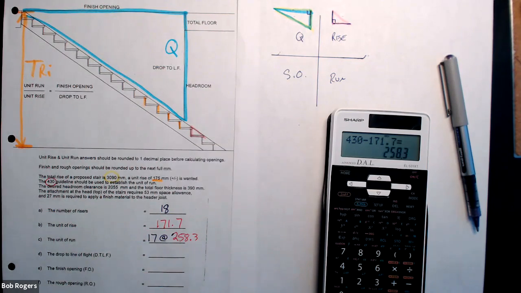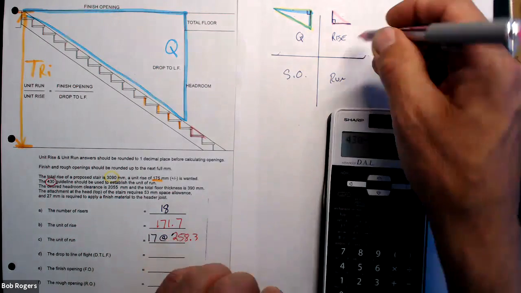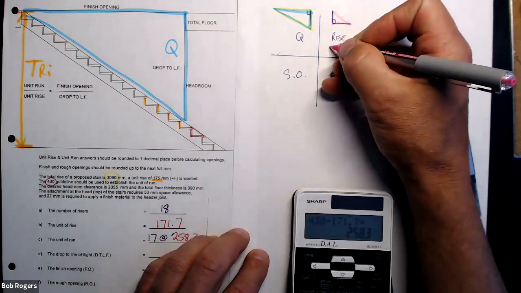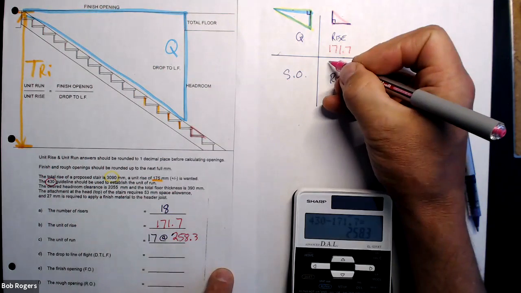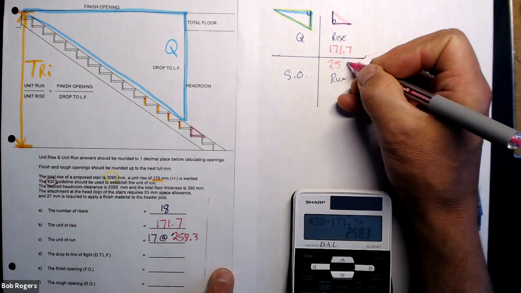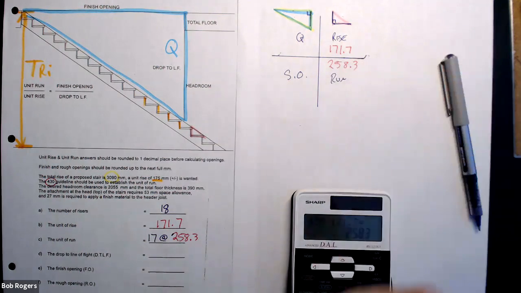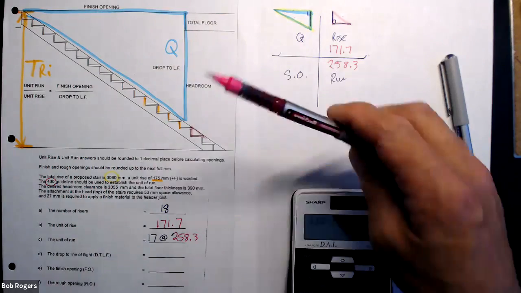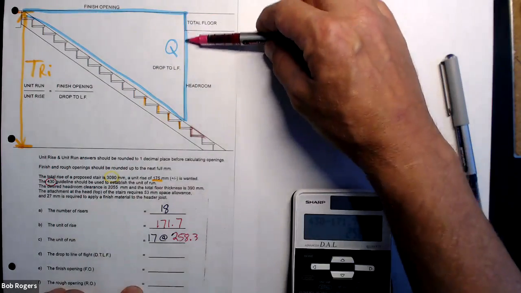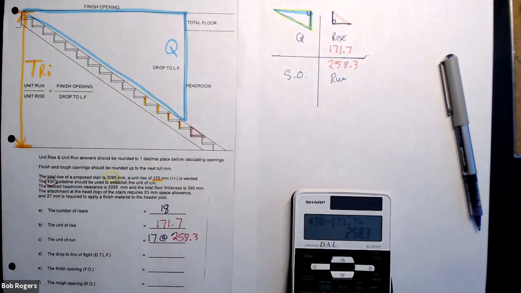Okay, so now we have our unit rise and unit run. Since we have those, let's apply those to our labels up here. So our unit rise is 171.7, and our unit run is 258.3. Excellent. So our drop to our line of flight, or Q, is of course going to be a calculation of our headroom required plus our total floor.